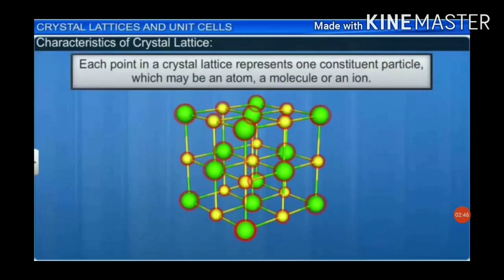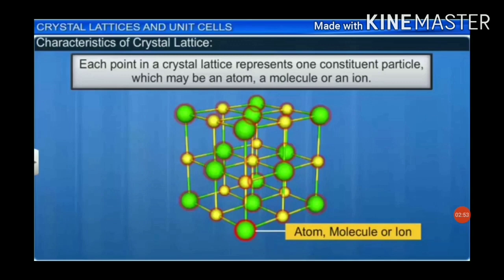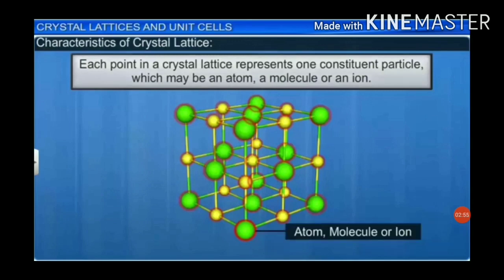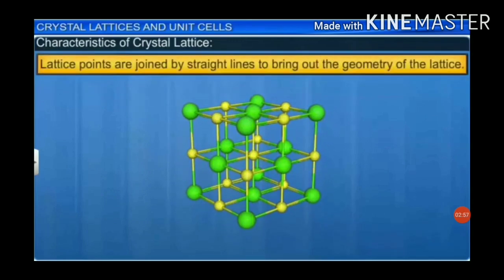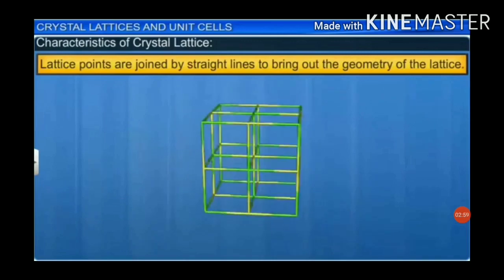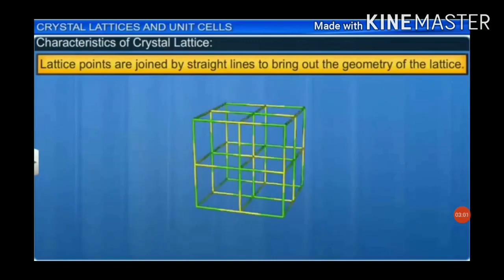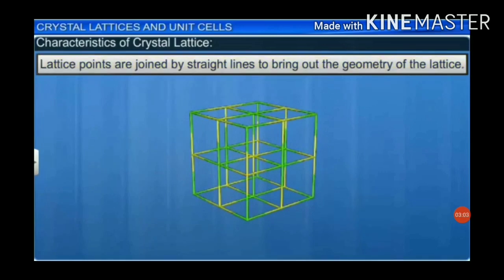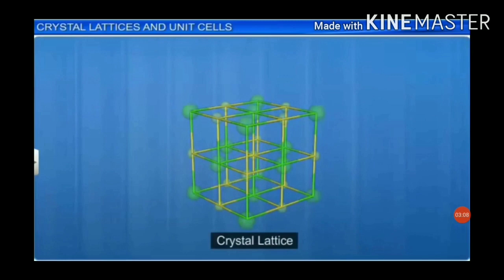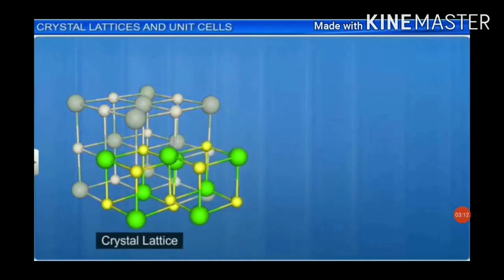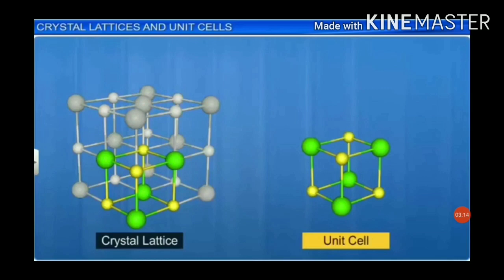Next, each point in a crystal lattice represents one constituent particle, which may be an atom or an ion or a molecule. Third one, lattice points are joined by straight lines to bring out the geometry of the lattice. Crystal lattices are subdivided into several cells. They are known as unit cells.